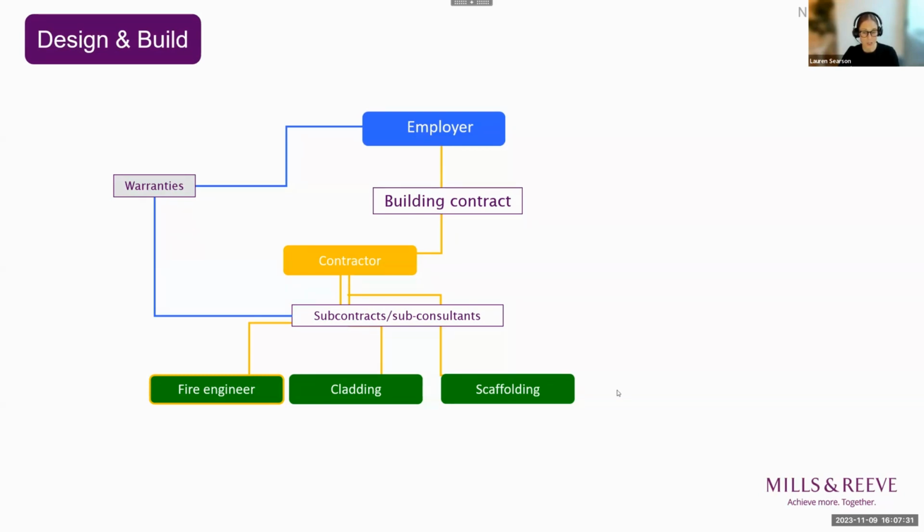My top tip, and top tip number one: if the parties have chosen a traditional method of procurement, the contractor can still have some design responsibility. Don't automatically assume that you have to go down the route of a design and build contract.